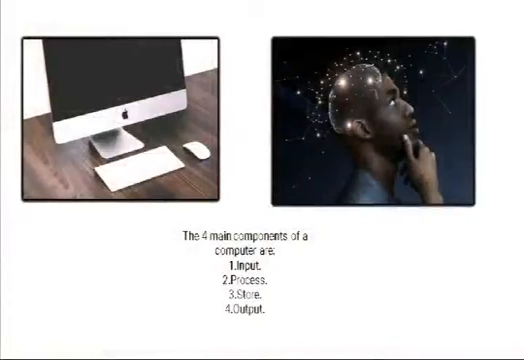Got a computer there. I want to put a thought in your mind about the human mind and a computer because they're both very similar, okay? They actually say that whoever developed the computer had the human brain in mind. The four main components of a computer are input, processing information, storing, and then output, okay? I want you to think about those four main components when it comes to your mind.